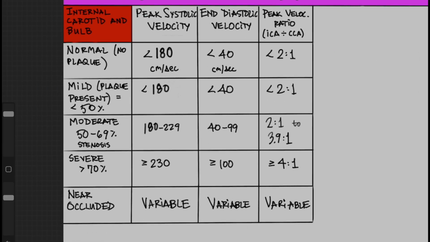So now I'm going to get back to this. We're going to do the meat of the lecture, the velocity criteria for stenosis. And we'll start with the internal carotid and carotid bulb.